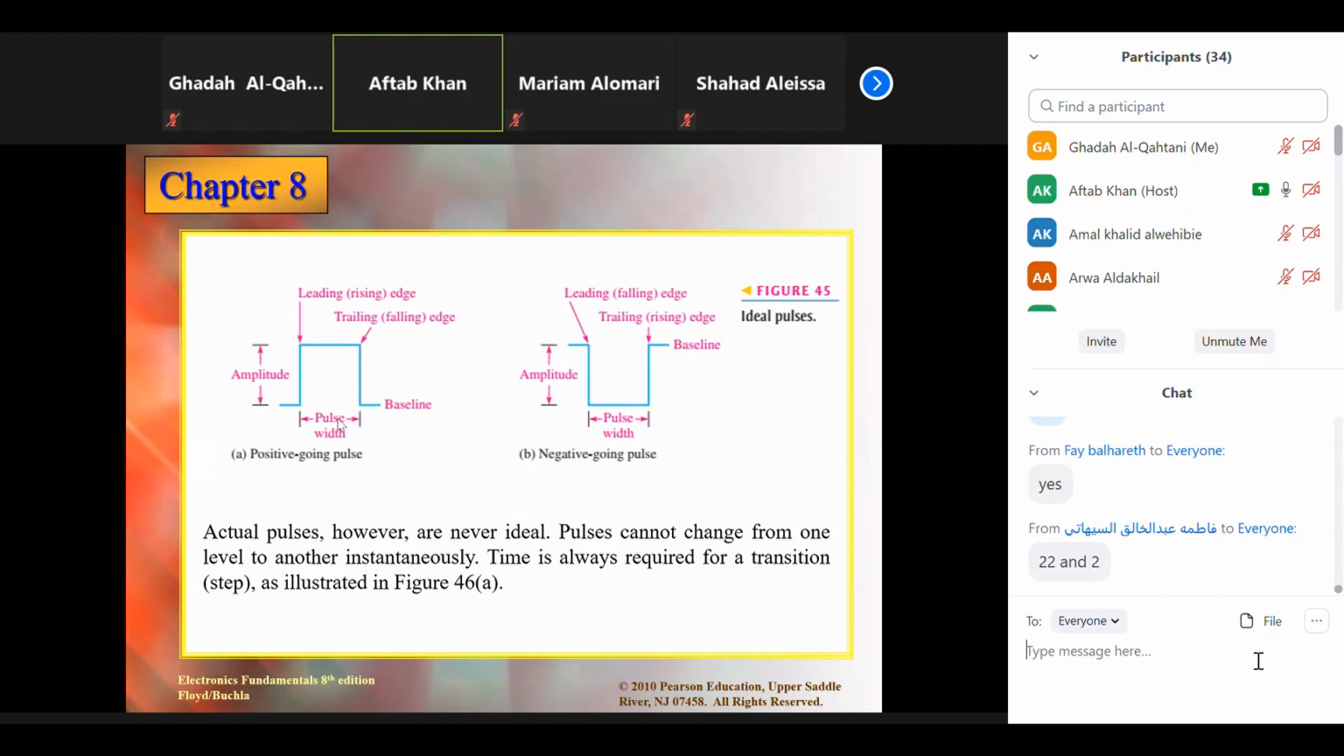Okay, so this is positive going, girls. Positive going means it is changing from low to high. This is negative going, which means changing from high to low. This is called a positive going pulse. This is called a negative going pulse, which is coming down from the high value. So these are two examples of ideal pulses.